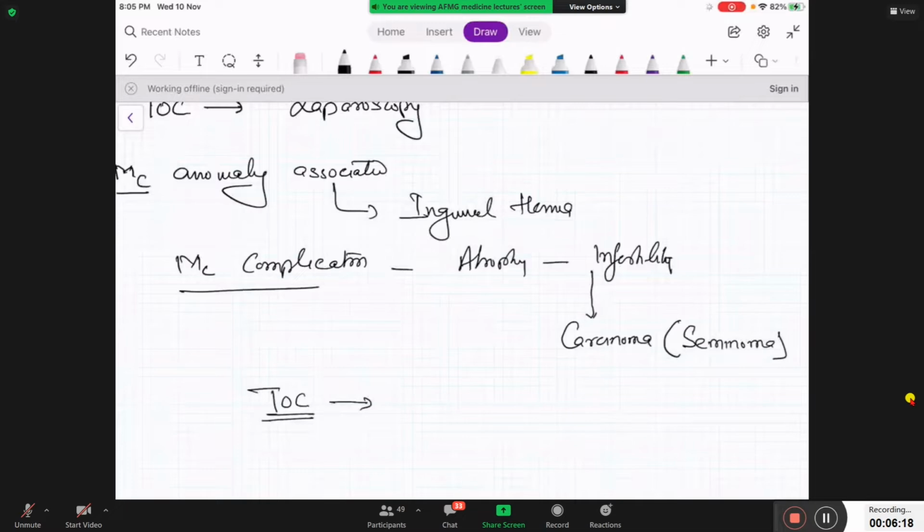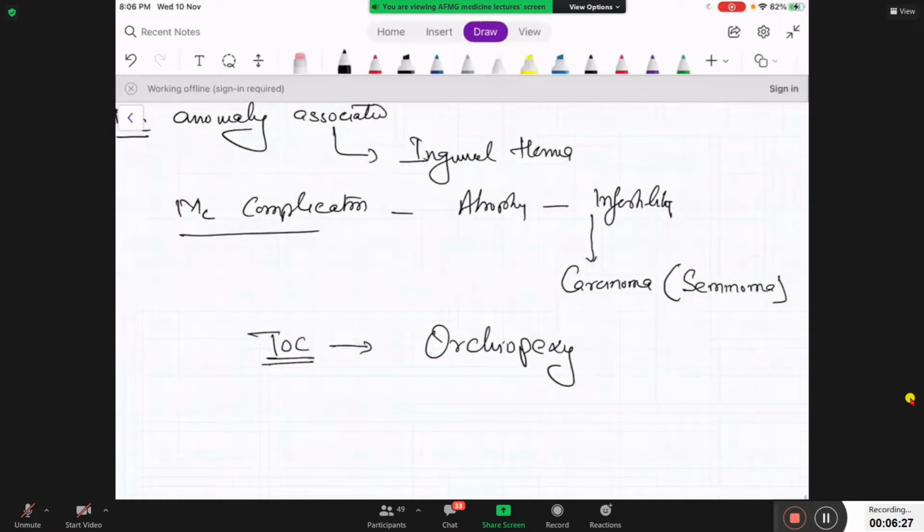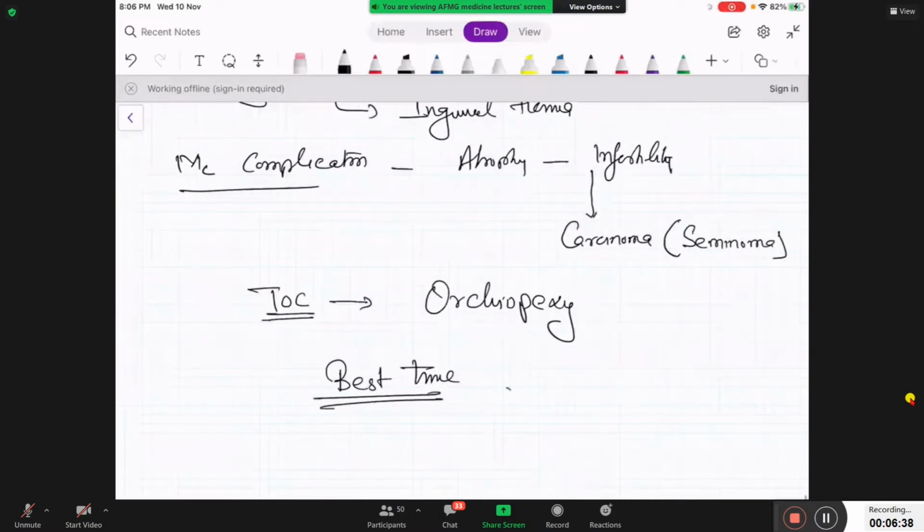Then the treatment of choice for undescended testis is orchiopexy. And the best time of doing this orchiopexy is between 6 to 12 months. If 6 and 12 months both are there in your choices, better to take 6 months as the answer.